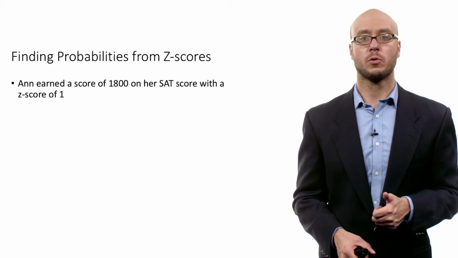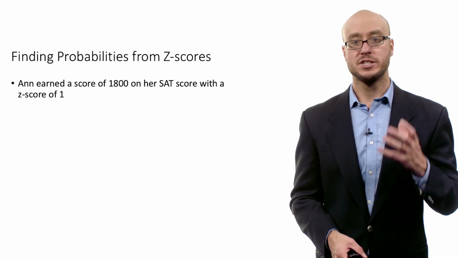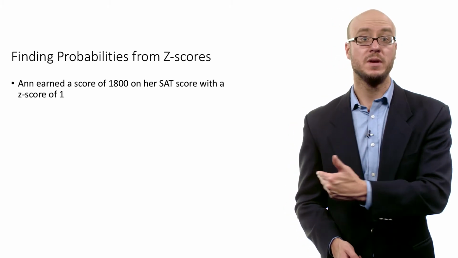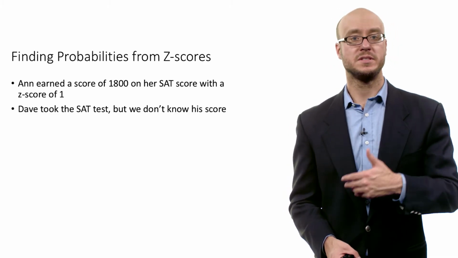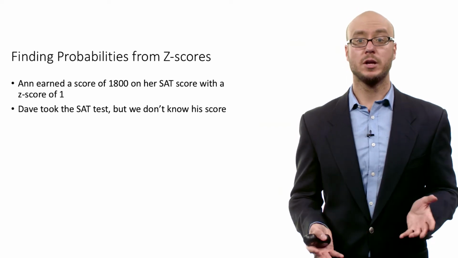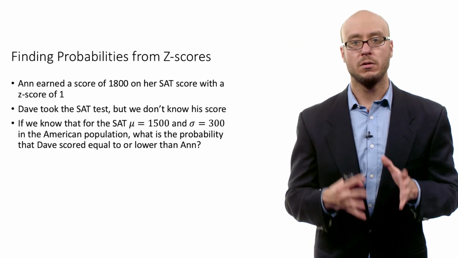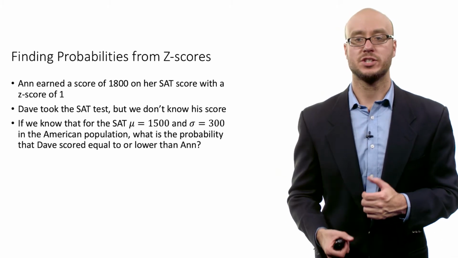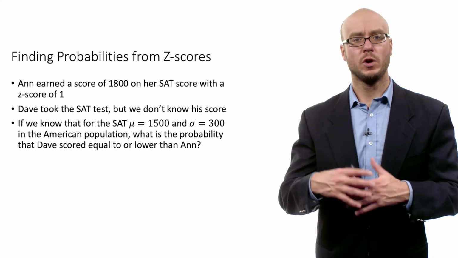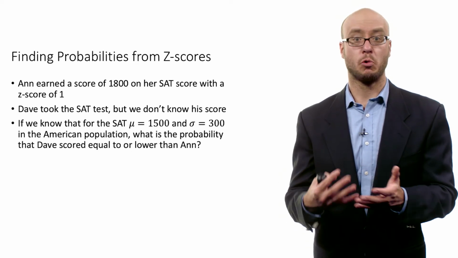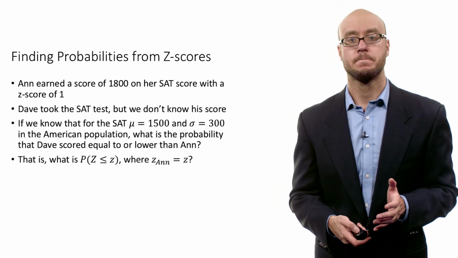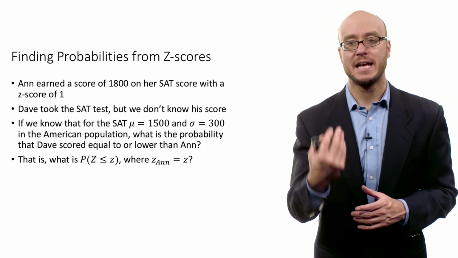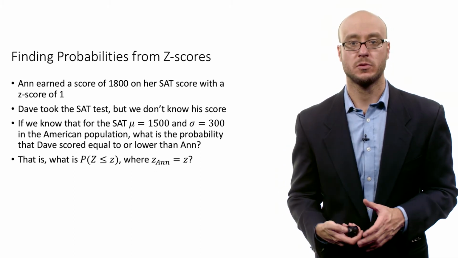Well, we know Anne earned a score of 1800 on her SAT, and she has a z-score of 1. So her SAT score of 1800 is 1 standard deviation above the mean of all SAT takers. Let's suppose Dave took the SAT, and we don't know his score. If we know that in the population the average for the SAT is 1500, and the standard deviation is 300, then we might ask, what is the probability that Dave scored equal to or lower than Anne? In terms of notation, what is the probability of obtaining a z-score less than or equal to Anne's z-score?